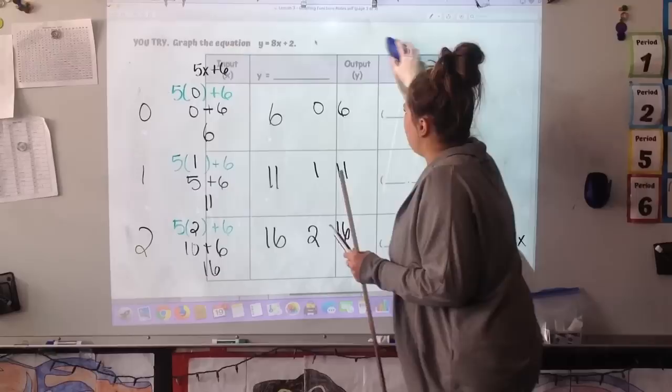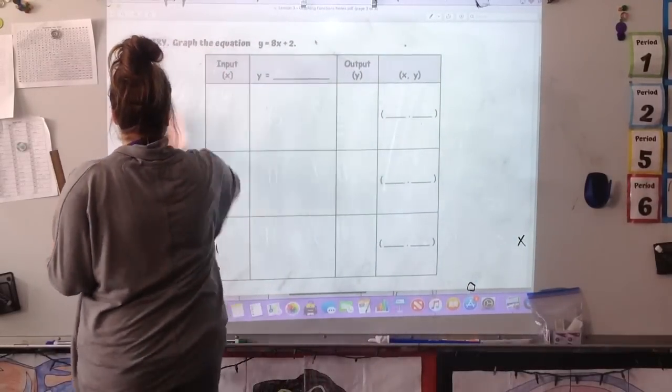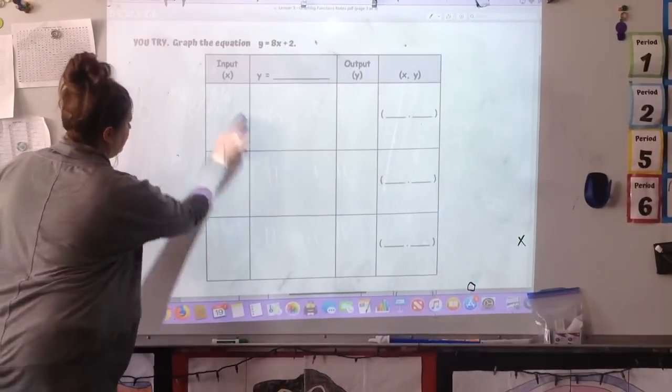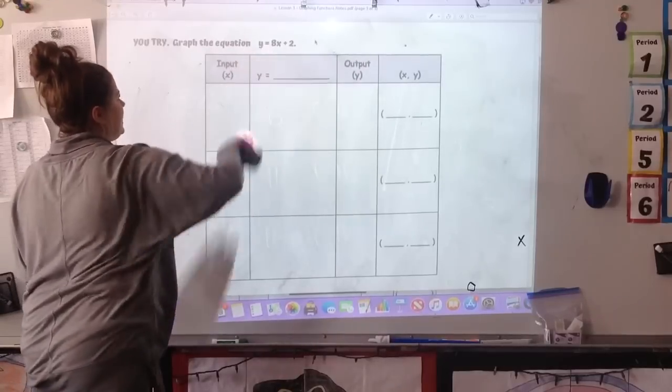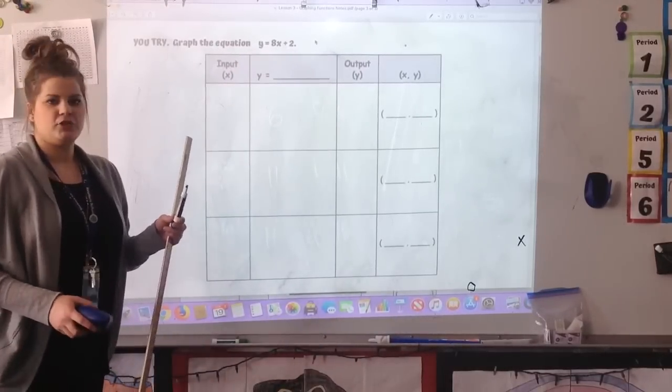For the U-try, we gave you a lot of room to show your work. It's another two-step equation. So you have y equals 8x plus 2. Go back to the first page if you need to follow the steps, and then make sure you graph it when you're done.